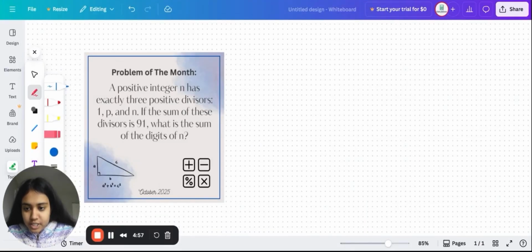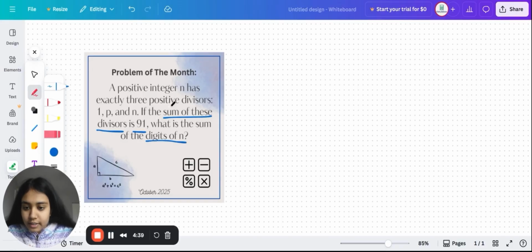A positive integer n has exactly three positive divisors, 1, p, and n. If the sum of these divisors is 91, what is the sum of the digits of n?